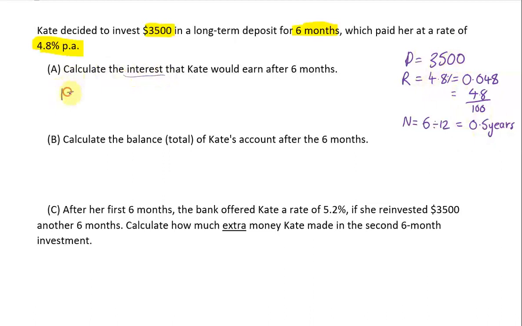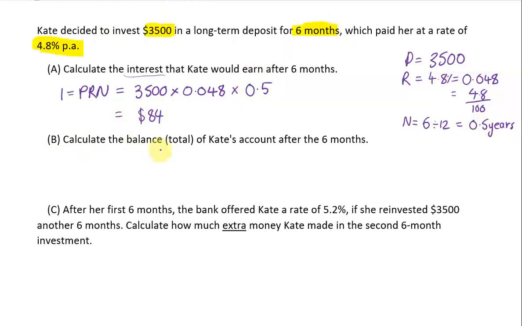Our formula is I equals PRN. Our principal P, 3,500. R is 0.048 or 4.8 over 100. You can use either of those versions. If you prefer decimal, it's 0.048. Fraction is 4.8 over 100 times the N value, 0.5 years. And that will give us $84. So for the 6 months that Kate had her $3,500 invested, she earned $84 worth of interest.